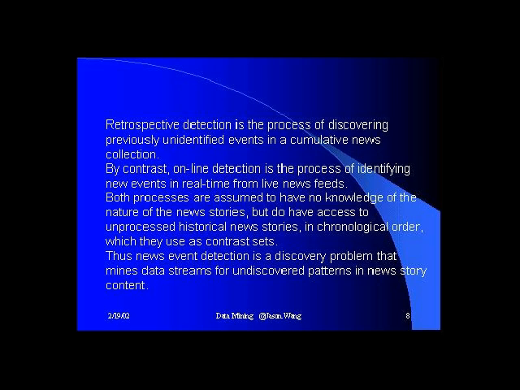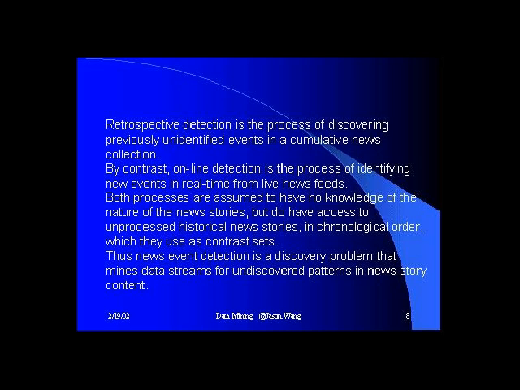Both processes are assumed to have no knowledge of the nature of the news stories, but do have access to unprocessed historical news stories in chronological order, which they use as contrast sets. For both online and retrospective detection algorithms, you have a collection of existing events or stories. For retrospective detection, your job is just to discover events inside that database. That's all. For online detection, you get the new news and compare it with the existing news or existing classes of stories, and then you try to make decisions. Okay?